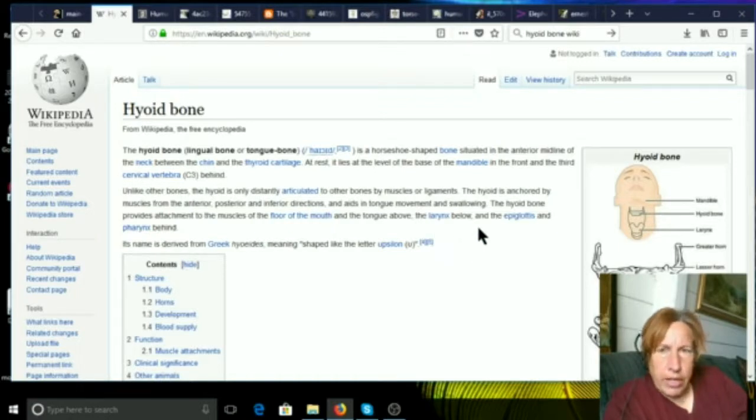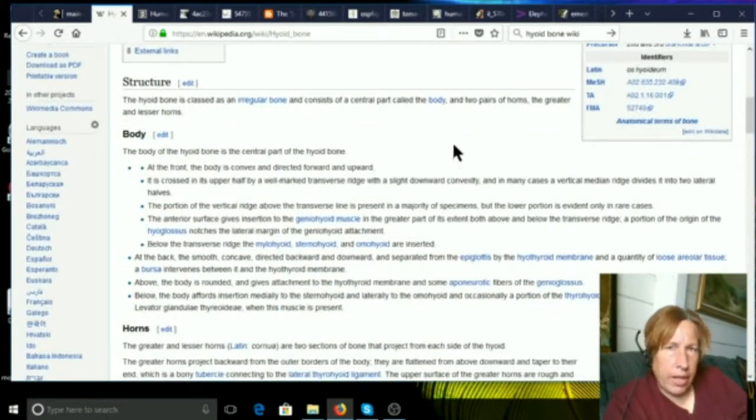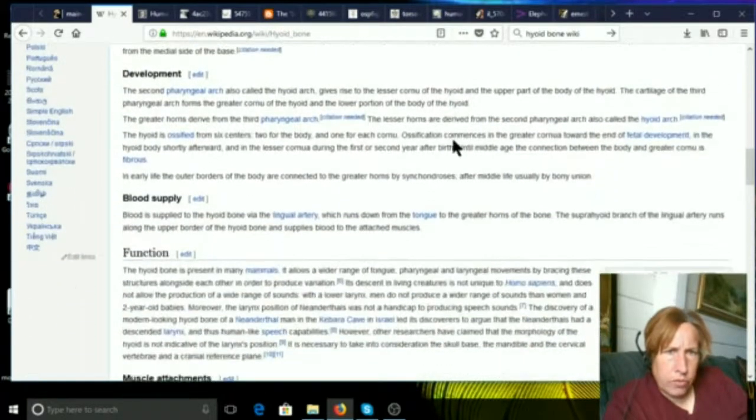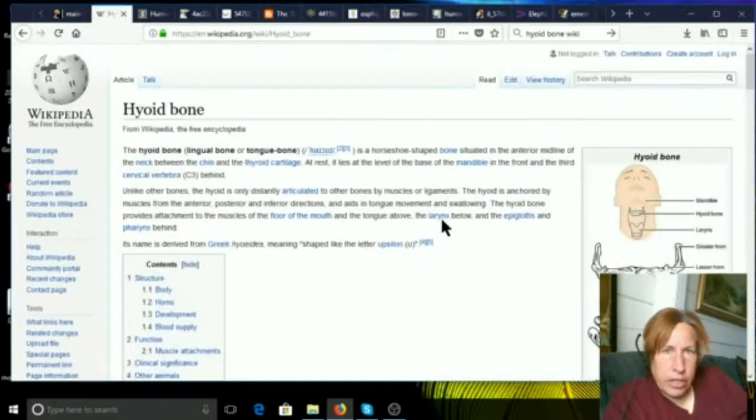Okay, now what I remember is it was attached to the larynx and helped us to form sounds. But it looks now like it's a lot more involved with tongue movement. That was never mentioned when I first heard of it, even though they had like a whole show on the hyroid bone at that time. Okay, here's functions. It allows a wider range of tongue, pharyngeal, and laryngeal movements by bracing these structures alongside each other in order to produce variation. Now, what I remember is it was only associated with laryngeal movements originally, but it's a lot bigger now, so I think maybe the function has expanded. It's just kind of interesting to see this thing change.